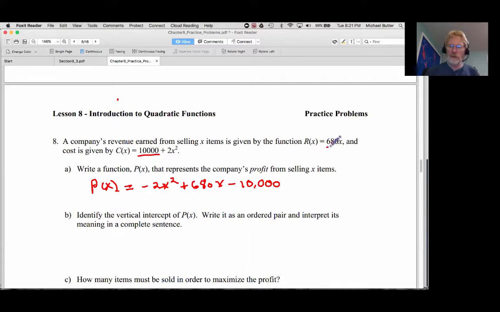Well, over here, these are super expensive. These are gold-plated falafels. I sell them for $680 each, because that's my revenue function. And that says I make $680 for every one of them that I sell. So if I don't sell any of them, then this part goes to 0, and I'm out the $10,000 that I invested in this company without ever making any money. So the vertical intercept is going to be 0 by negative 10,000. And the meaning, in a complete sentence, would say that I lose $10,000.